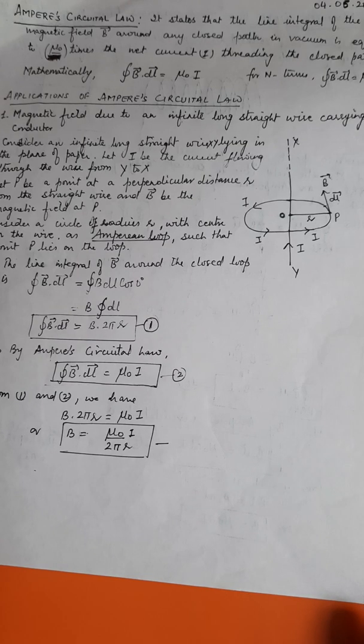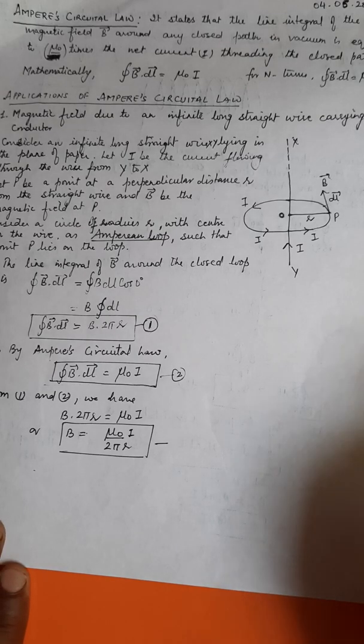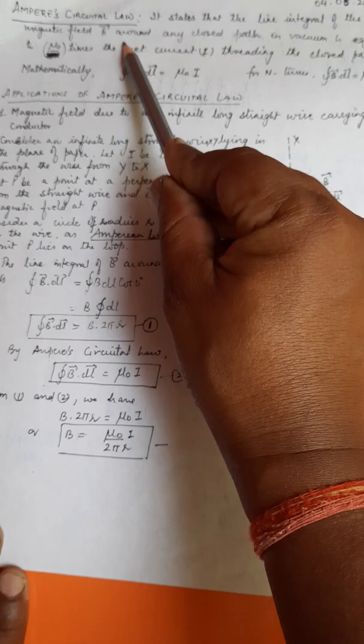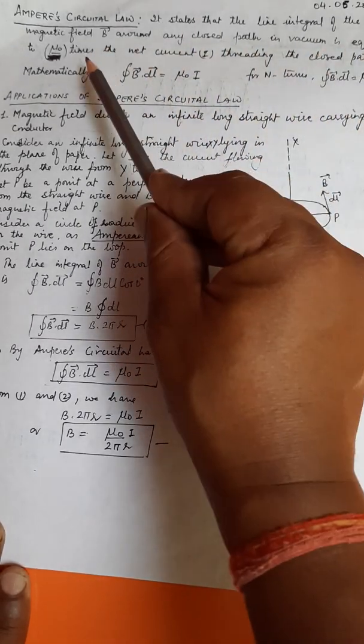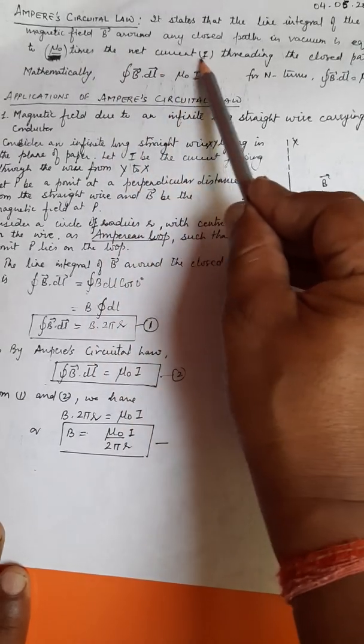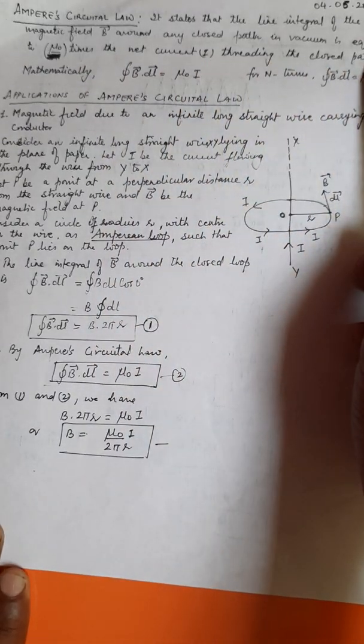Dear students, today we will study about the Ampere circuital law. As we have studied in electrostatics the Gauss's law or the Gauss's theorem, similarly we study about Ampere circuital law in magnetism. Now it states that the line integral of the magnetic field B around any closed path in vacuum is equal to mu naught times the net current I threading the closed path.